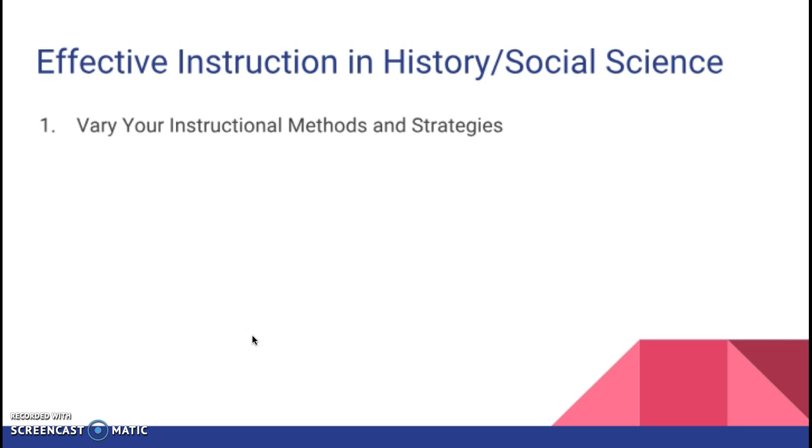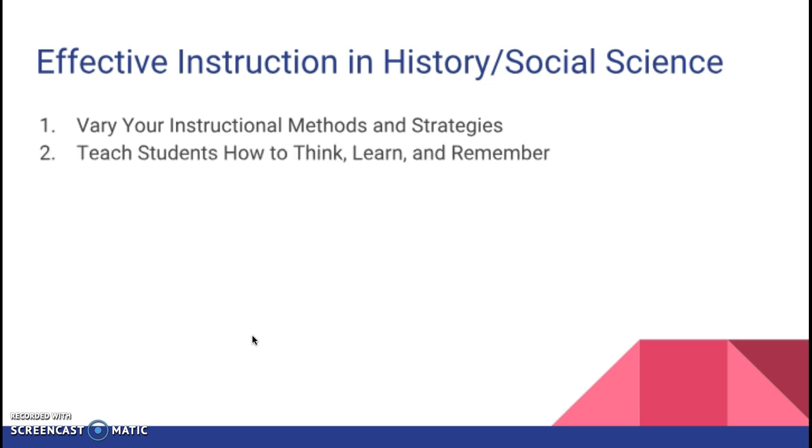The first one he goes over is vary your instructional methods and strategies. In history, social science specifically, it's really important to constantly switch it up. You're covering so much content, material, and information that it's important to use different things so that it's more memorable. So use videos, lectures, PowerPoints, activities, group work, partner work, so that students aren't coming to class thinking they're going to have to take notes on World War II every single day.